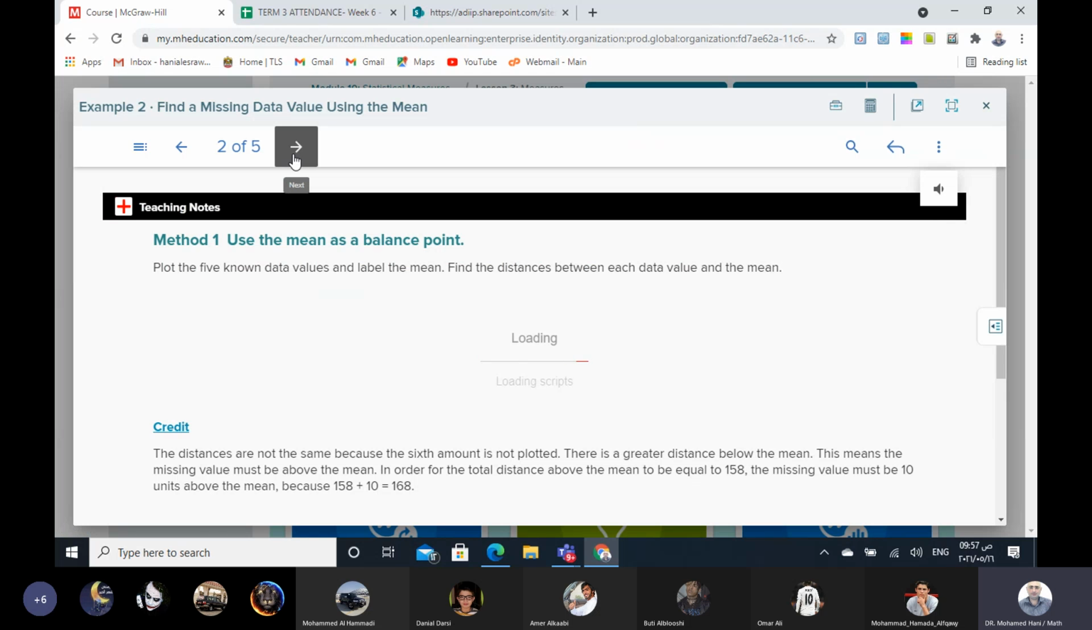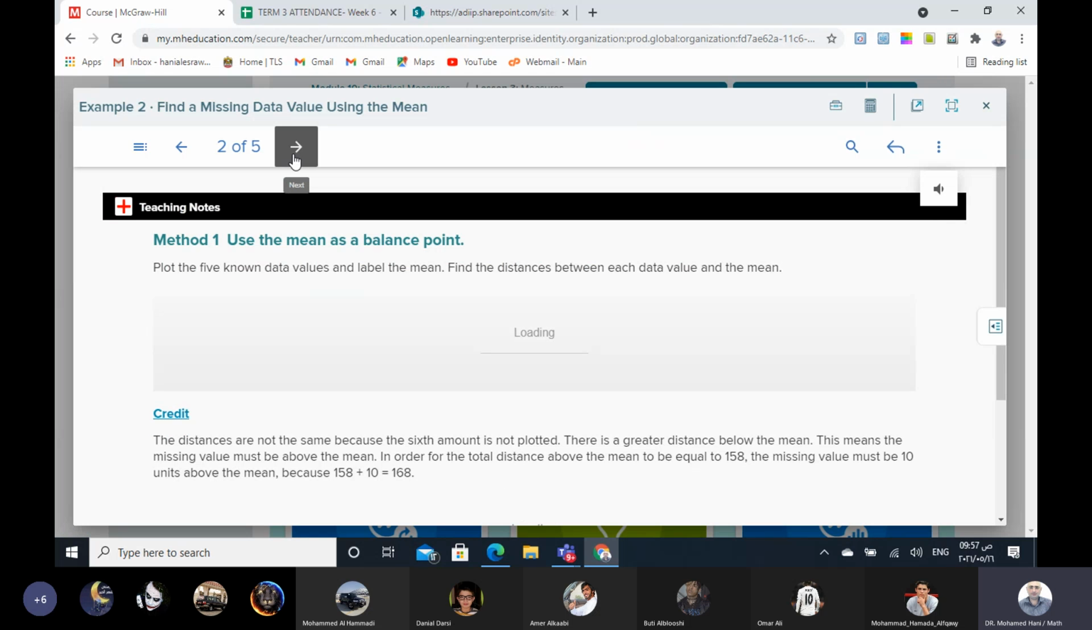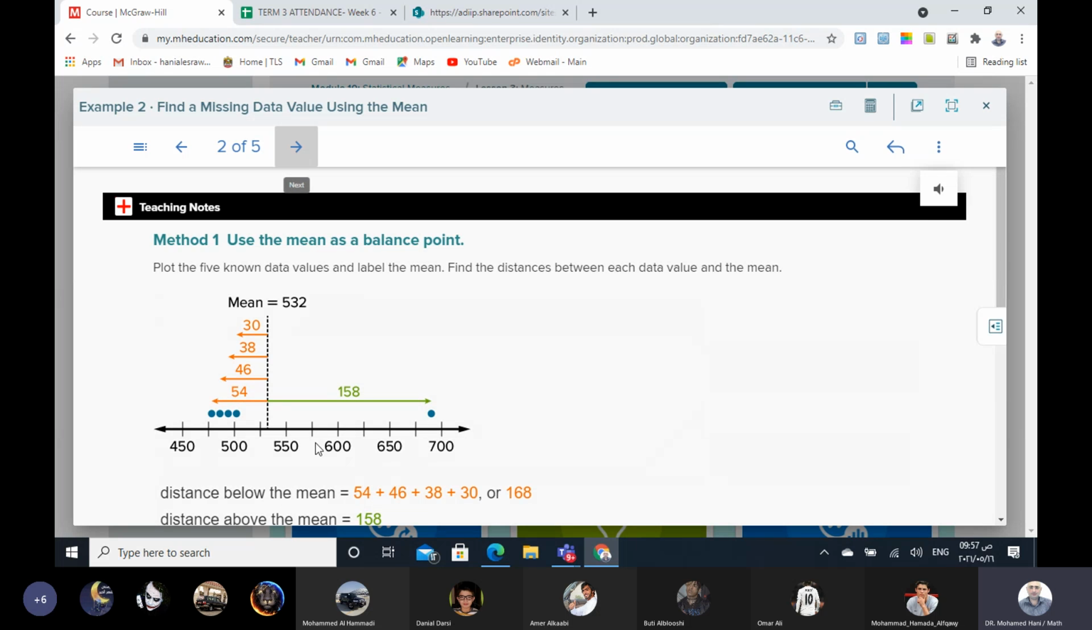We have two methods. Method one: use the mean as a balance point. Draw the dot plot, and as you see here, this is the mean, 532, and here we have the dots. Then, as you see here, you have 30, 38, 46, and 54.